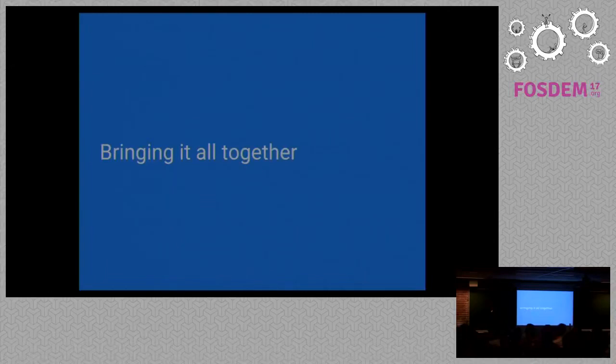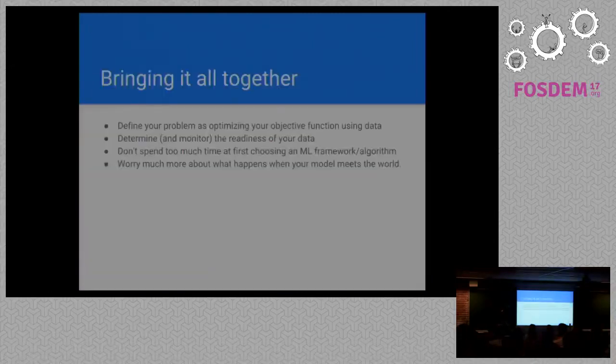So I think I would like to conclude here more or less. And the idea is, how do we bring this all together? So I think that the key takeaways are that you can use a common interface to define most of the machine learning problems. And this is very useful when starting out.